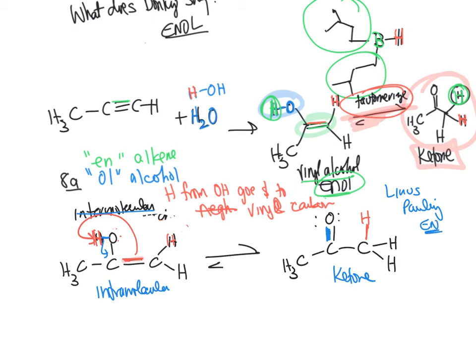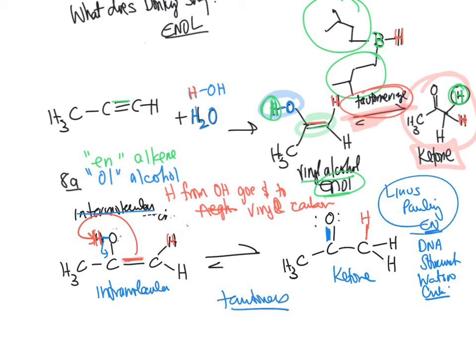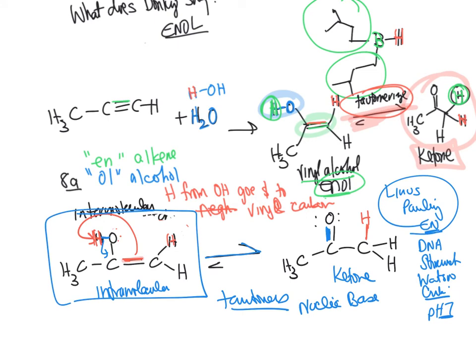Linus Pauling actually discovered the DNA base structures and proposed the structures before Watson and Crick. But he never got credit for it because he had the wrong tautomers of the nucleic bases, which I think is so sad, because at pH 7, which our body is, you see that the carbonyl is formed. The carbonyl is more stable. He drew the bases with the alcohol.